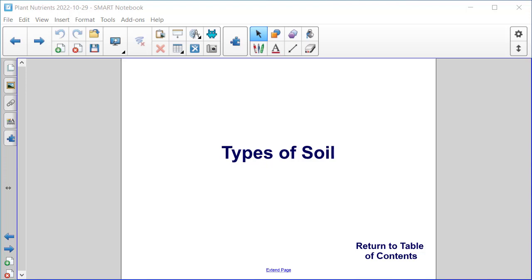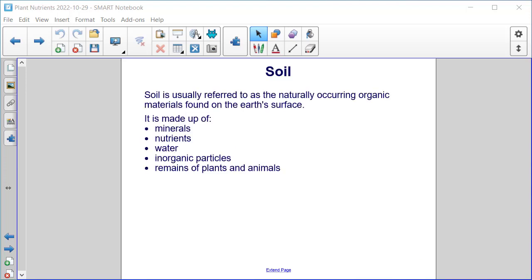Types of soil. Soil is usually referred to as the naturally occurring organic materials found on the Earth's surface. It is made up of minerals, nutrients, water, inorganic particles, and remains of plants and animals.